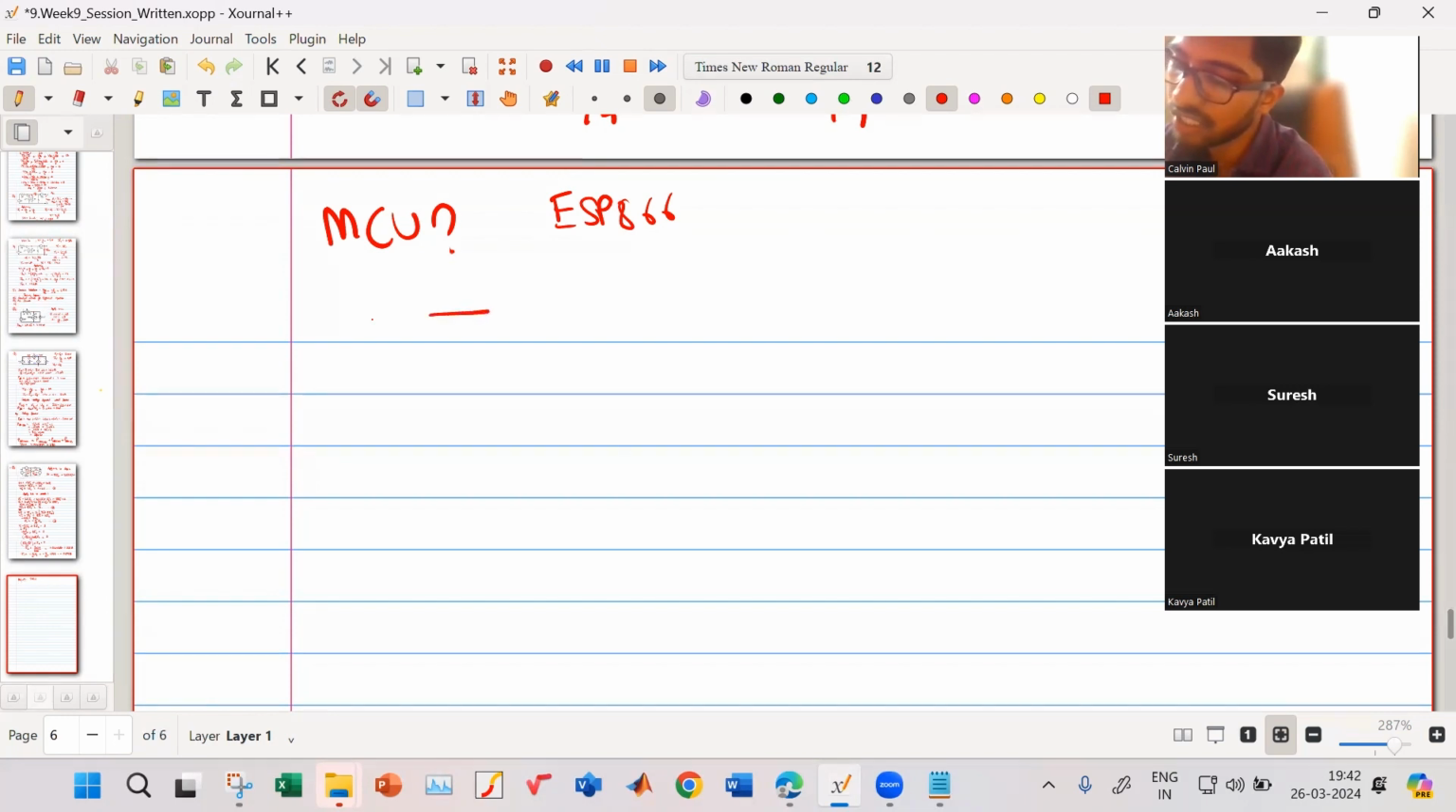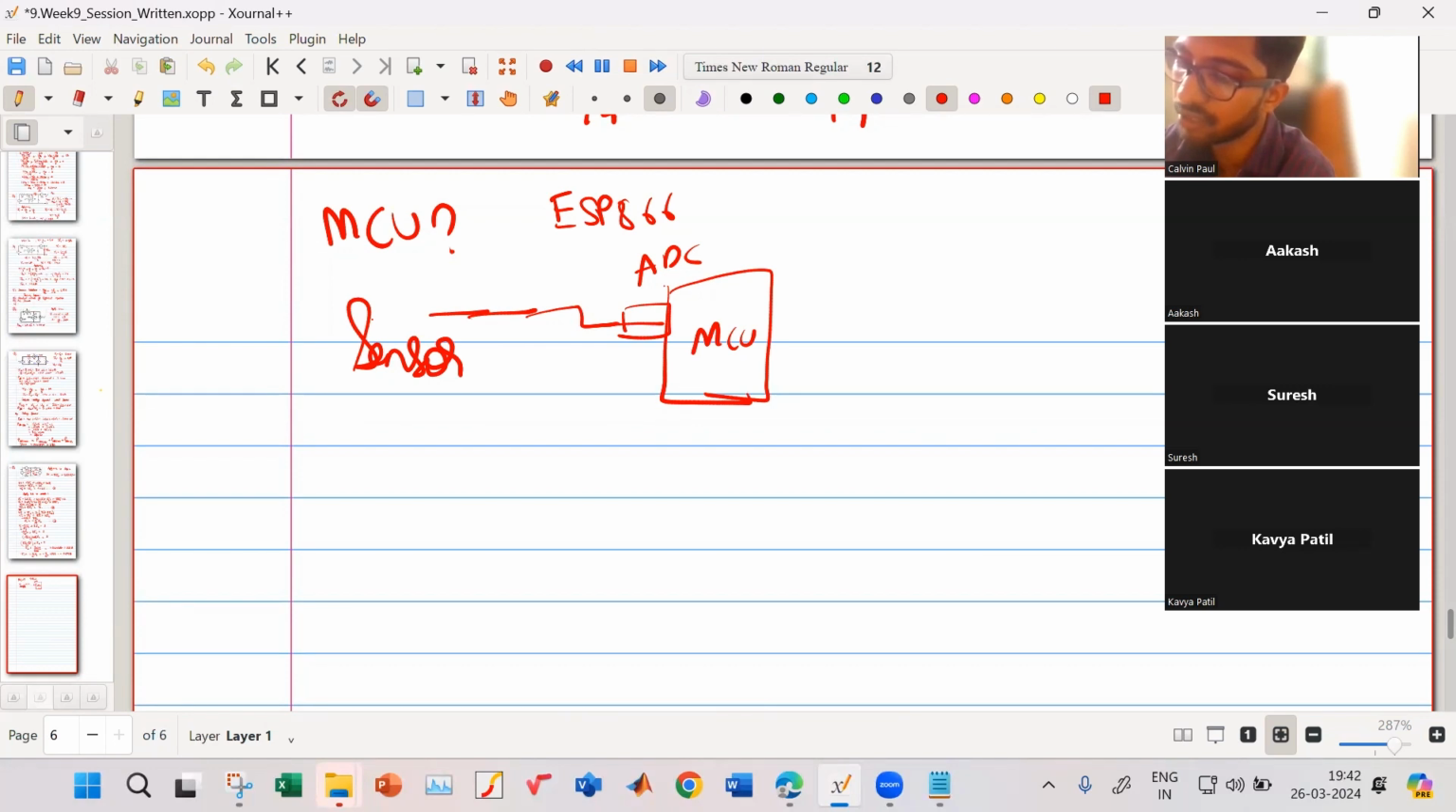Your sensor is there. It will give you a signal, some voltage signal. That will go to your MCU, right? This is one pin of the MCU, and there should be an ADC. So is there an external ADC, or is the ADC inside your MCU? It's inside the MCU, sir. We have digital pins and analog pins, sir. You have analog pins. That is important.